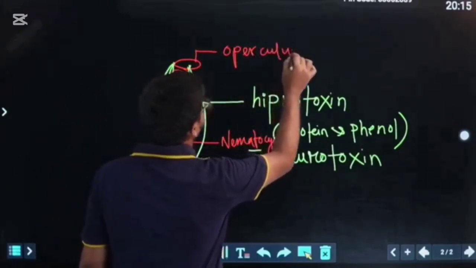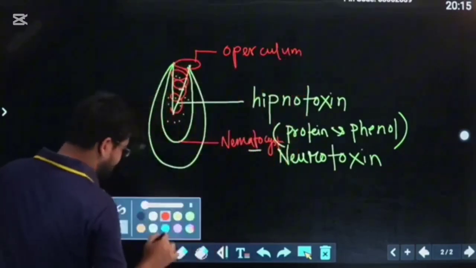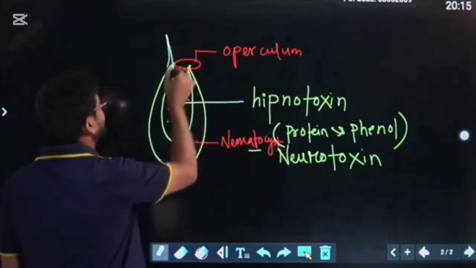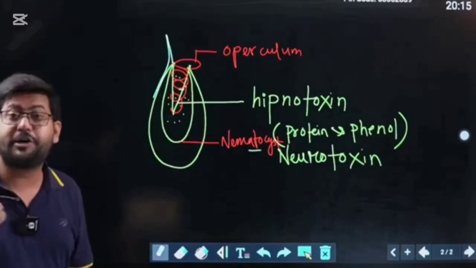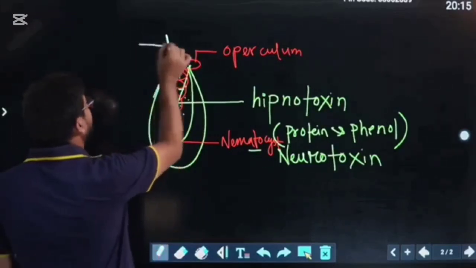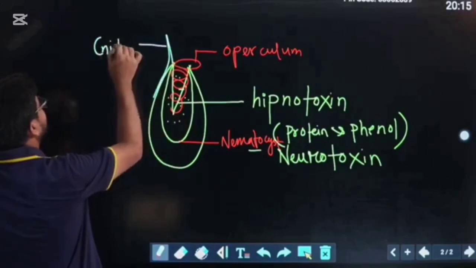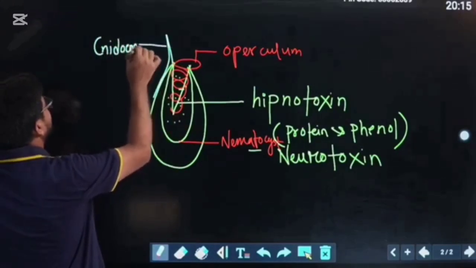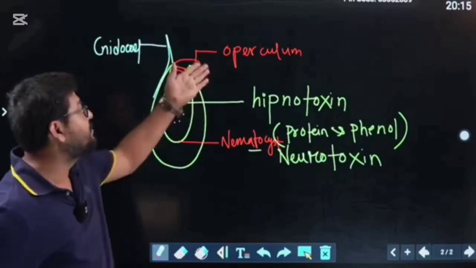Okay, operculum, and this operculum can be opened with the help of a sharp and pointed structure like the trigger of a pistol, and it is called cnidocyl. So this cnidocyl helps to open up the operculum.